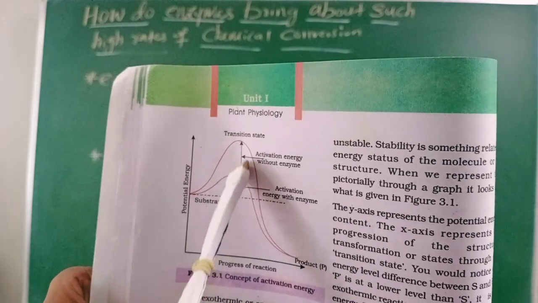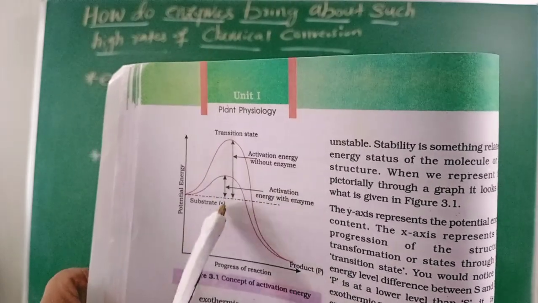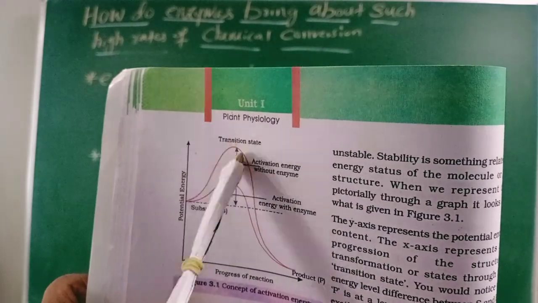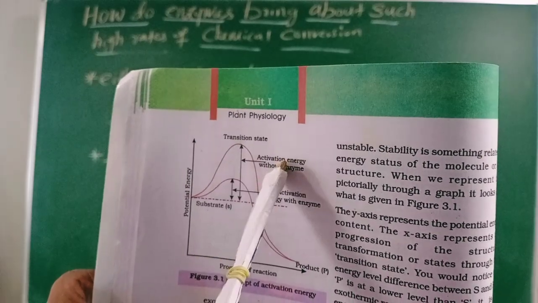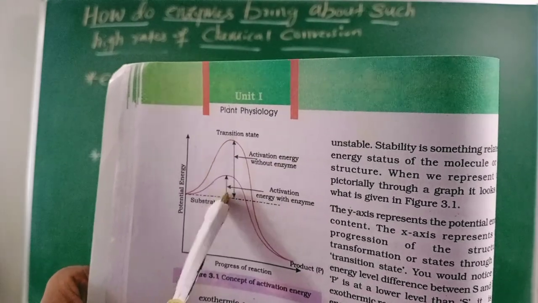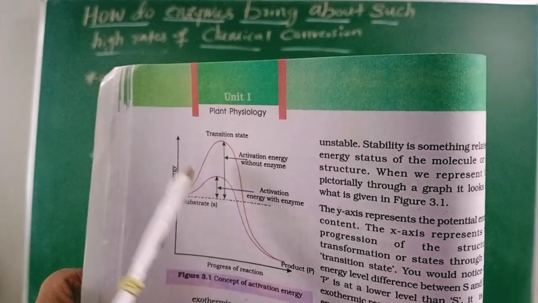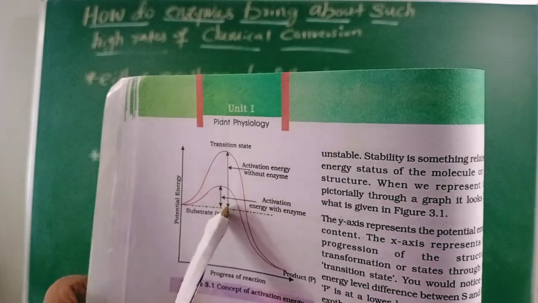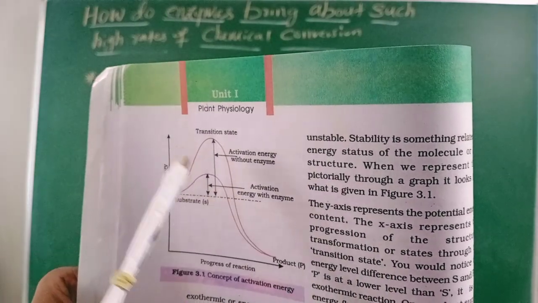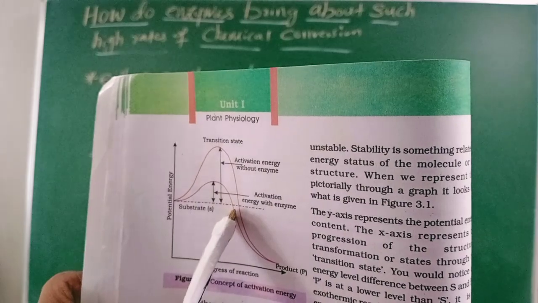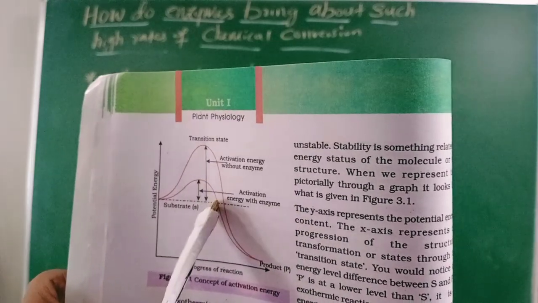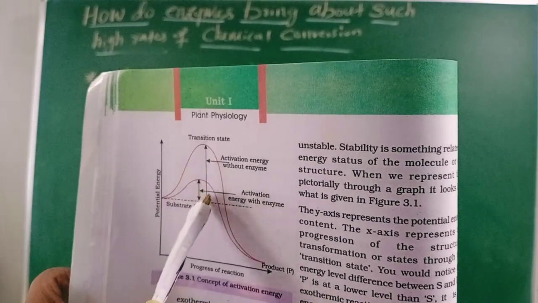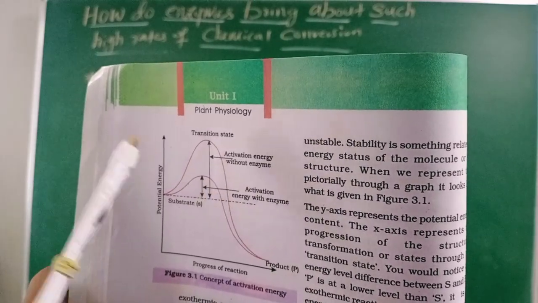Absence of enzyme, more activation energy is required. Presence of enzyme, less activation energy is required. Therefore, enzyme brings down the activation energy that is required for a reaction and makes the conversion of substrate to product easier.